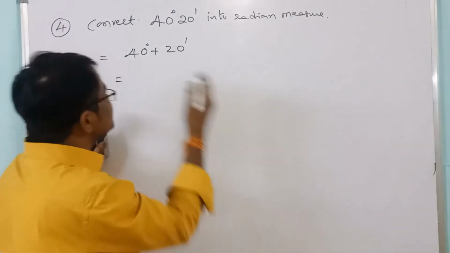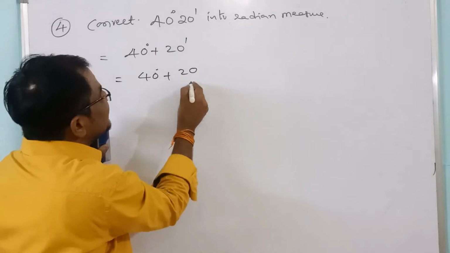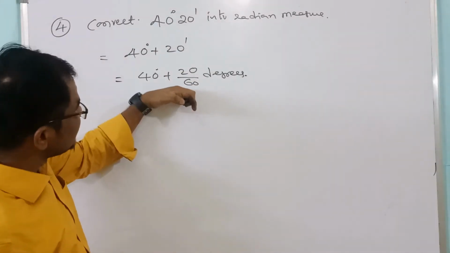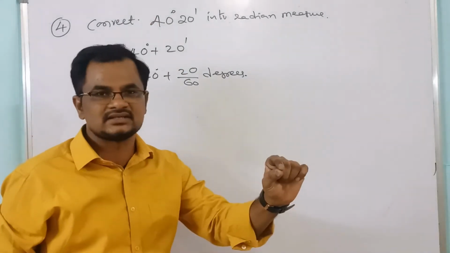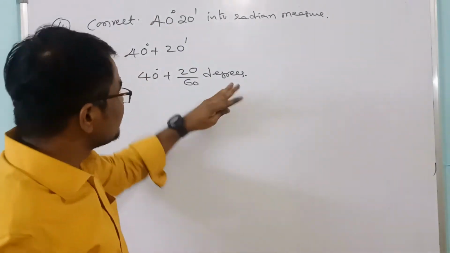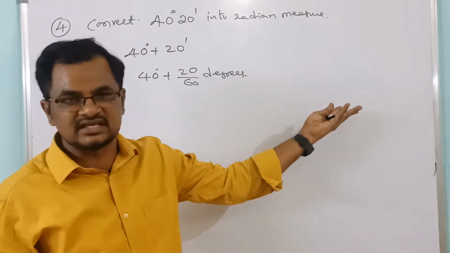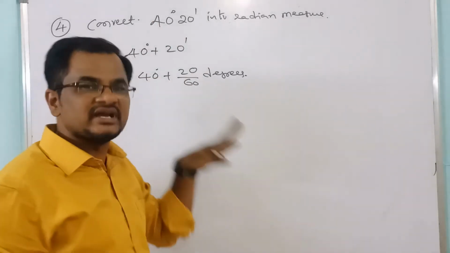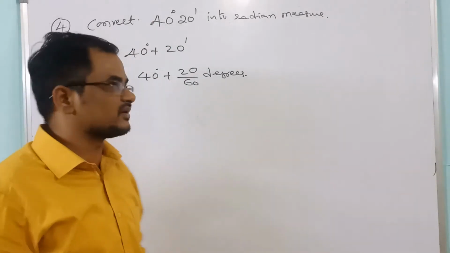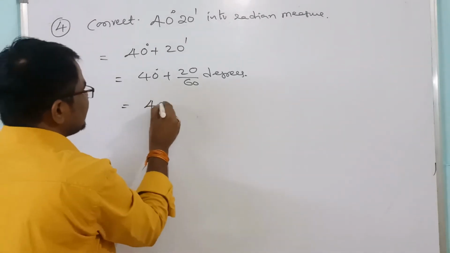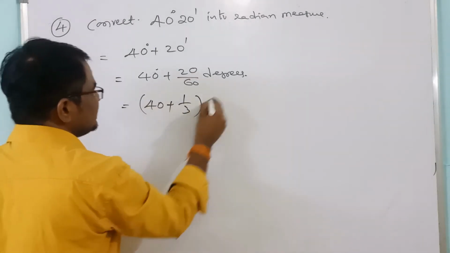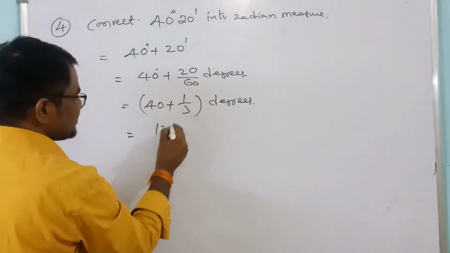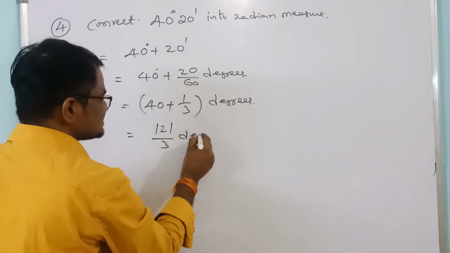Minutes convert into degrees means 40 degrees plus 20 by 60 degrees, right? If you divide by 60, then these minutes become degrees. Previously, converting degrees into minutes, we multiplied by 60, but here, converting minutes into degrees, we divide by 60, by this sexagesimal system. Now that is equal to 40 plus 1 by 3 degrees. Can you write like this? Now if you simplify, that is equal to 121 by 3 degrees.